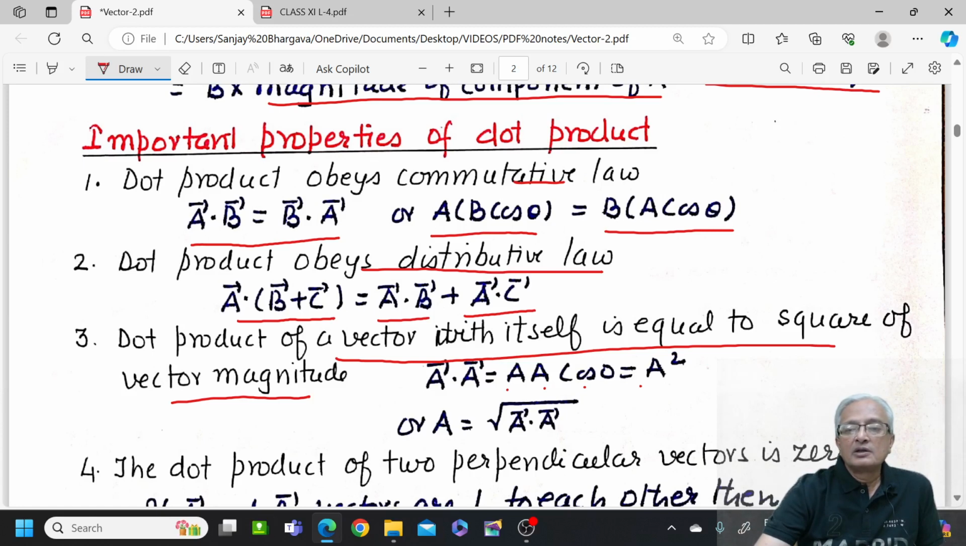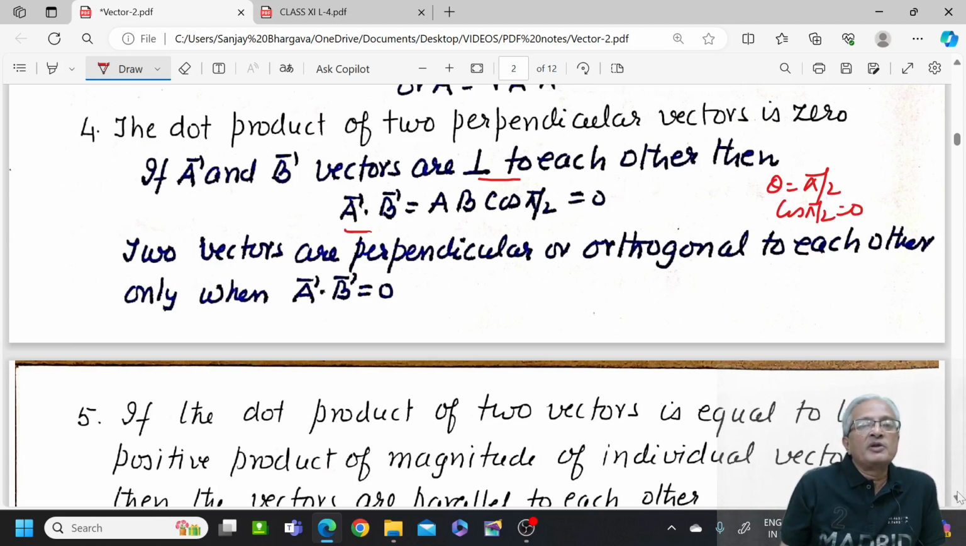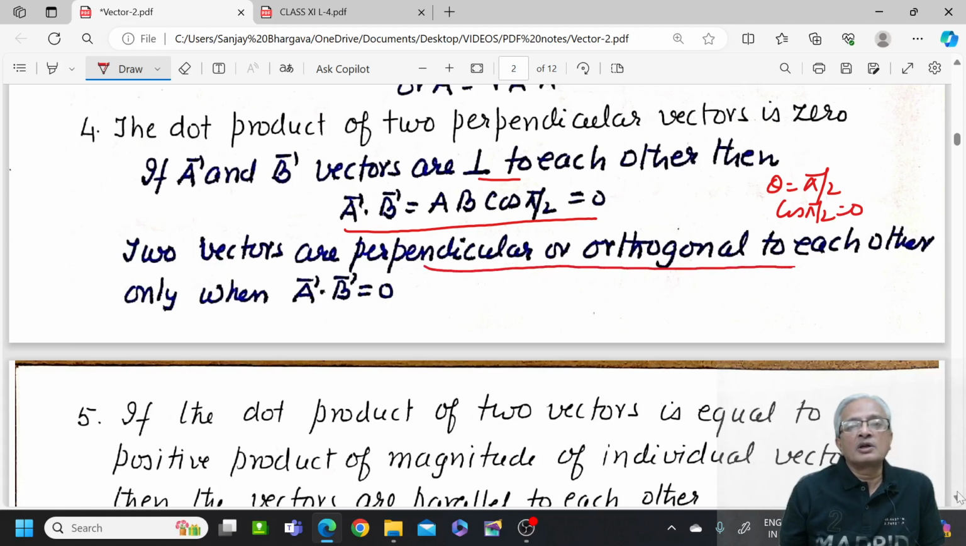The dot product of two perpendicular vectors is 0. If a vector and b vector are perpendicular to each other, then what happens? The angle between the two vectors is 90, and cos of 90 is 0. So a dot b would come out to be 0. So how do we prove that two vectors are perpendicular? I say two vectors are perpendicular, or orthogonal, to each other only when their dot product is 0. So if a dot b comes out to be 0, then necessarily the a vector is perpendicular to the b vector.